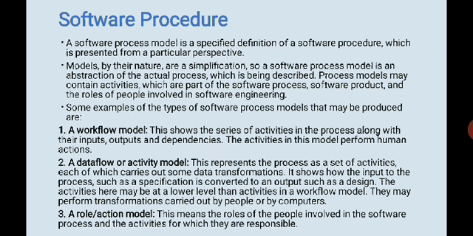Next, a data flow activity model. This represents the process as a set of activities, each of which carries out some data transformation. It shows how the input to the process, such as the specification, is converted to an output, such as a design. So this will tell you how the data is modified from one state to the other. The workflow was telling you the series of activities, their inputs and outputs, and the dependencies, whereas the data flow shows how the data is converted from input to output. How your data transitions from one state to the next is defined by this. The transformations are carried out by activities and by people.